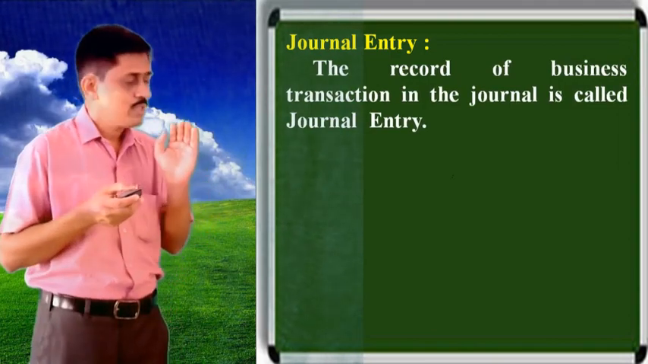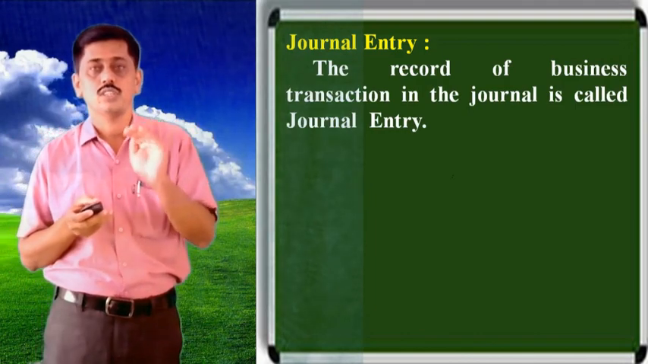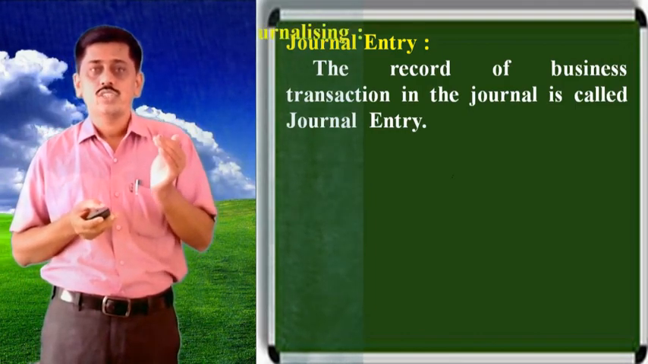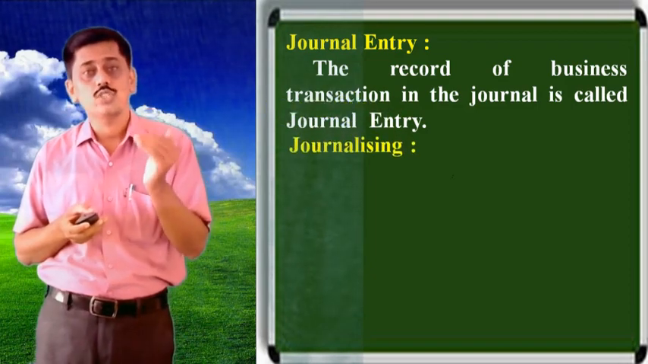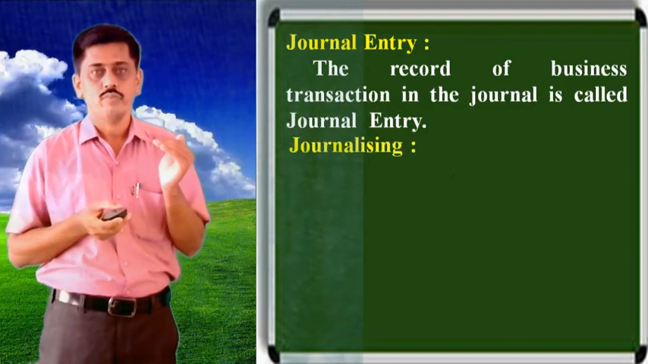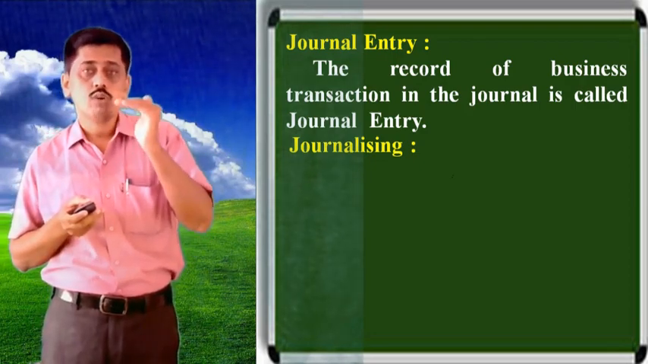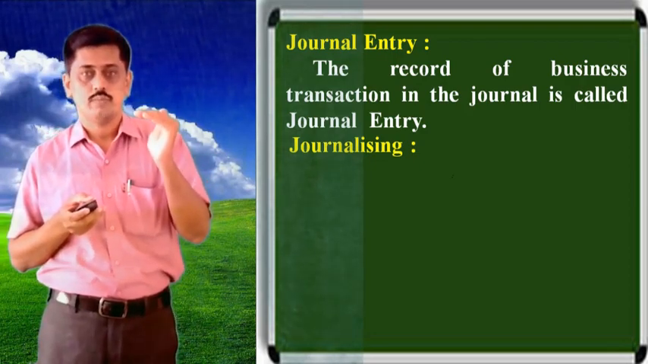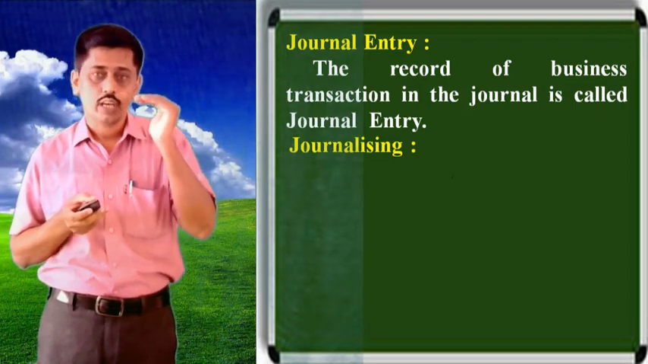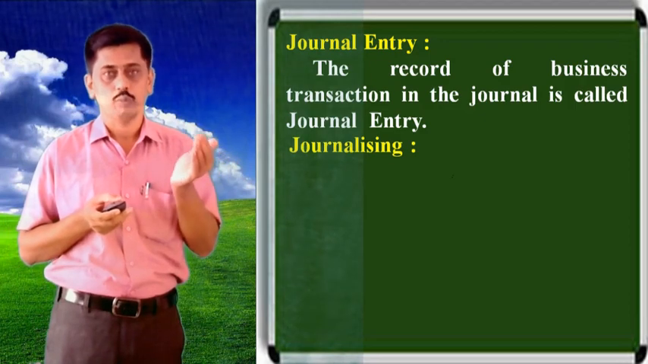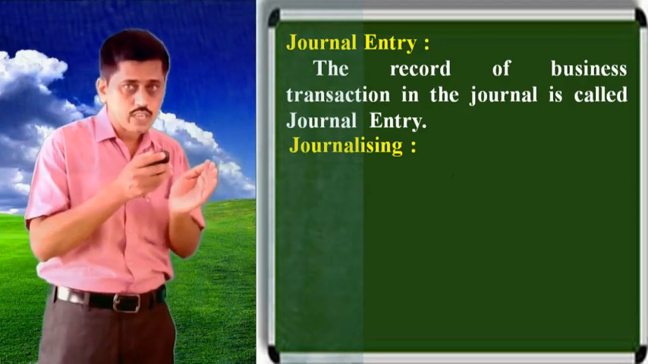The record of business transaction in the journal is called journal entry. And second one is the journalizing, another important term. What is journalizing? The process of recording the transaction. The process of recording the transaction in the journal is called journalizing. Remember, the record in the journal is called journal entry.